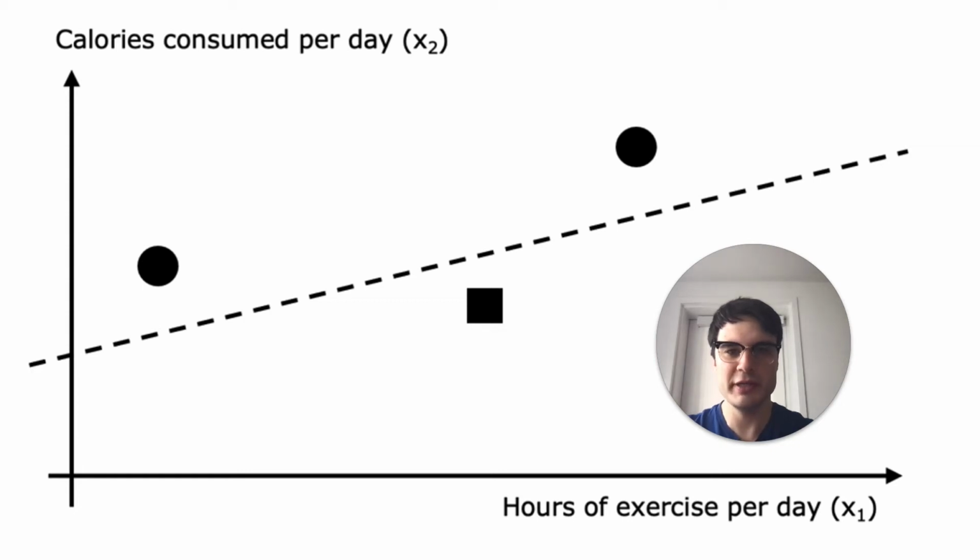It's important to note that all of the examples we've provided so far are very simple. They only have one or two dimensional inputs. In this example here, we have two inputs. We have x1, the hours of exercise per day, and x2, the calories consumed per day. That's a two-dimensional input vector because there's two inputs.